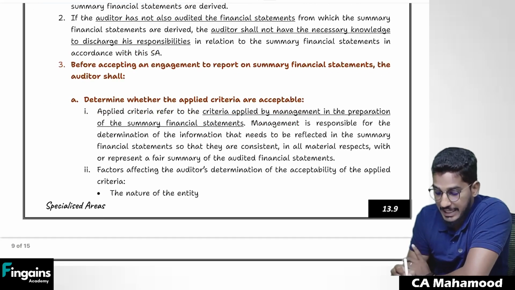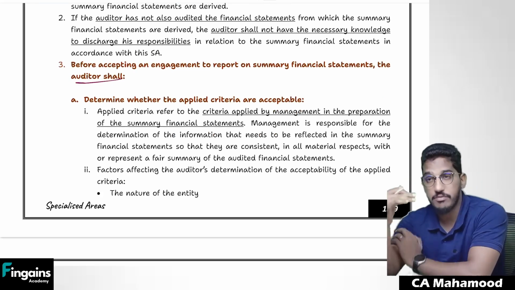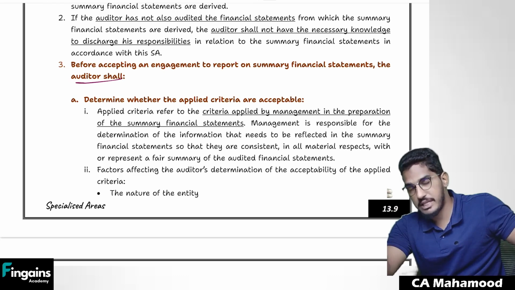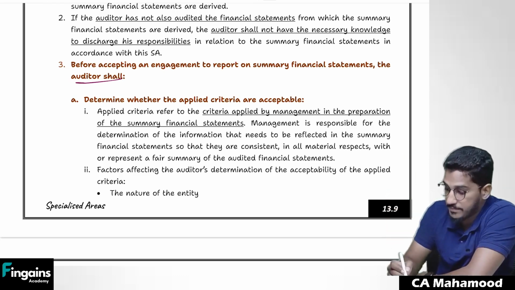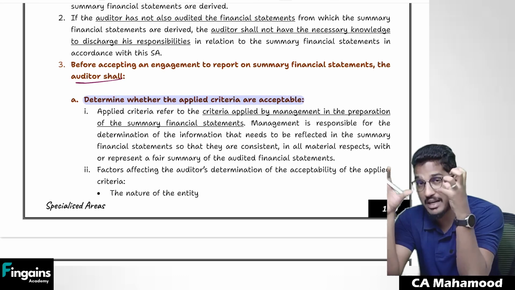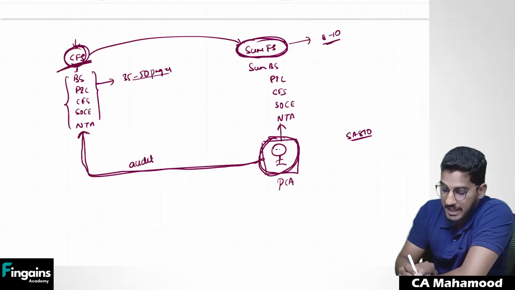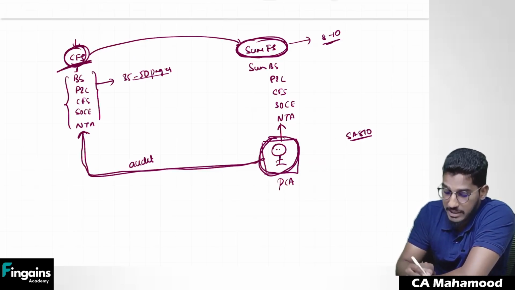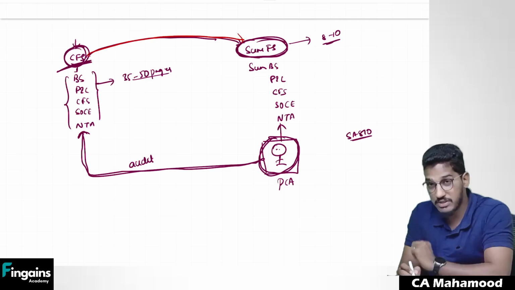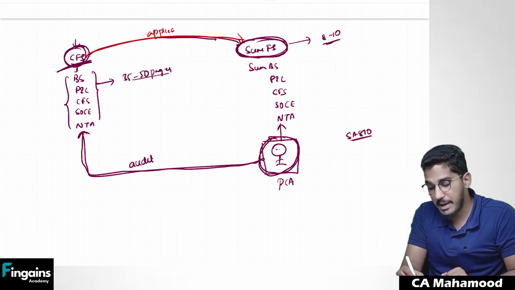Before accepting the engagement to report on the summary financial statements, you should consider some factors, whether I should accept that engagement or not. In addition to checking whether you are the auditor of the complete financial statements, there are some extra factors you have to consider. First thing, we need to check whatever criteria the management has applied in summarizing those financial statements, is that criteria acceptable or not? If the management has prepared summary financial statements from the complete financial statements, they will have some criteria on what basis to do the summary, which information to cut, which information to present. They will have some criteria, no? That criteria, we call it the applied criteria.